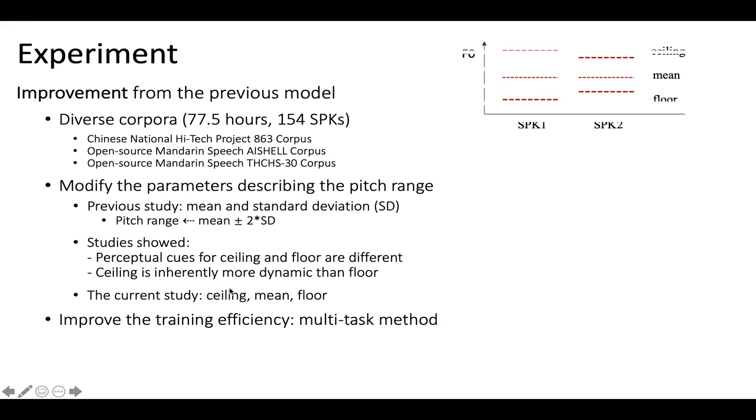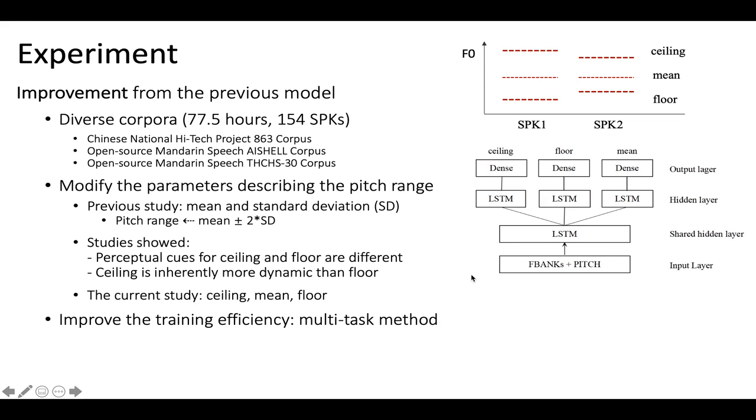So in the current study, we use 3 separate parameters to represent the pitch range. As shown in the figure, we use ceiling, mean, and floor to describe the pitch range. Thirdly, we also improve the training efficiency of the model. In the previous study, we built a separate model for each parameter, but in this study, we could train the 3 parameters together in a multitask method. As shown in the figure, the structure of the model contains 2 layers of LSTM.